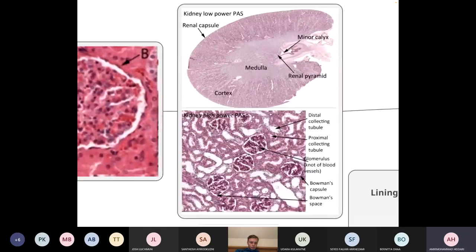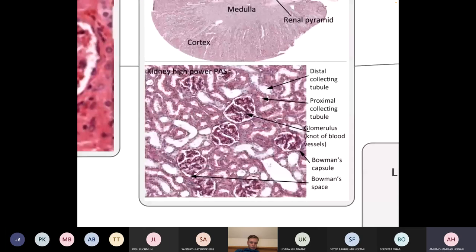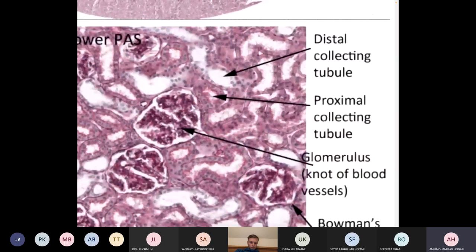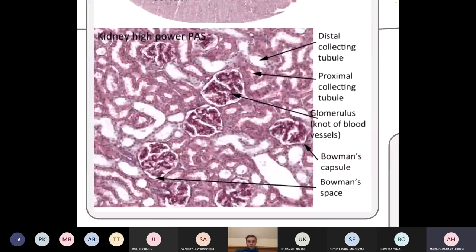So you can see the kidney here. This is a stain called the periodic acid Schiff, which specifically nicely stains the basement membrane and anything that contains glycoproteins. You can see the distal tubule here at the very top, the proximal tubule there, and the glomerulus, Bowman's capsule, and Bowman's space.